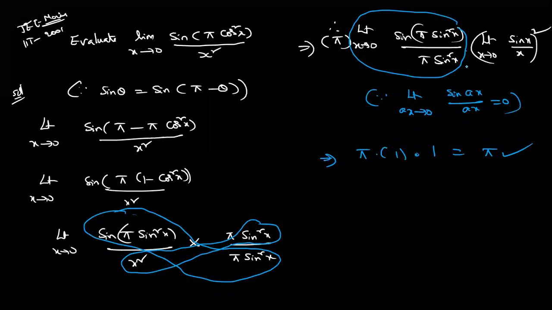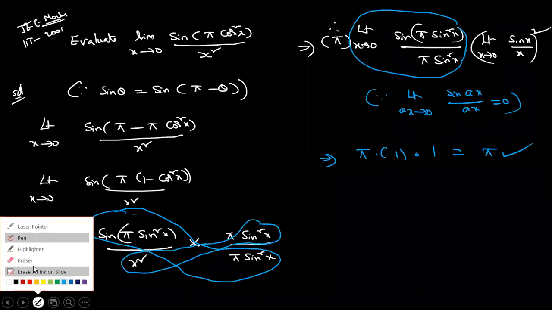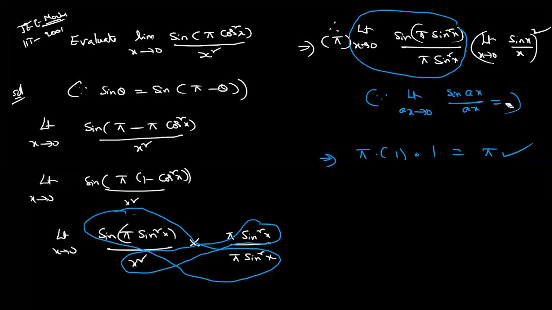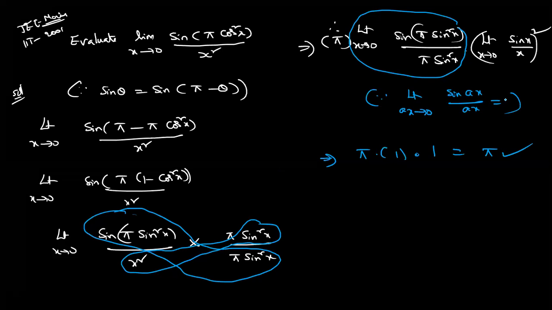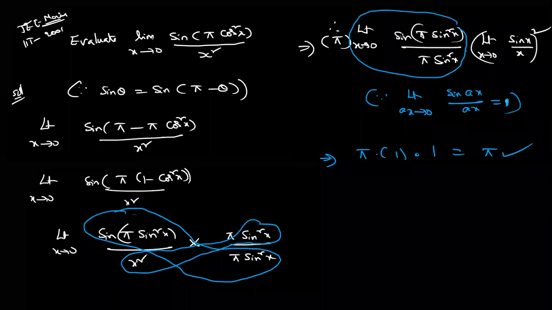Oh, this I wrote here like this. Okay. That is equal to 1 now. By mistake, I wrote it is equal to 1. Okay. Thank you. Now keep writing.